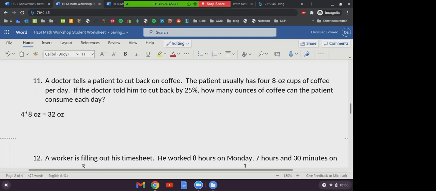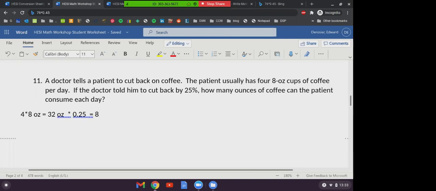He has to cut back by 25%. So I'm going to multiply that by 0.25, and that's going to give me 8, right? Cut back means subtract. So I'm going to take 32 minus 8, and then it'll give me 24 ounces per day after he reduces by 25%. Okay, so that's how you can do that.